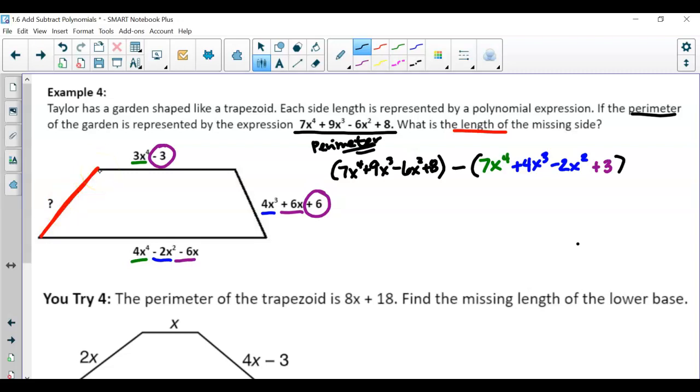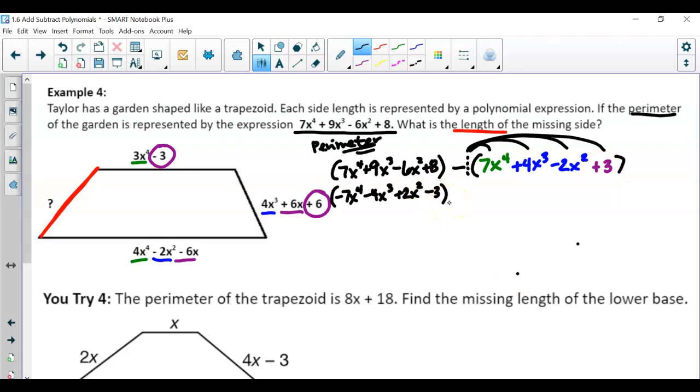So just like before, we need to now distribute the negative 1 here. And I'll go ahead and line up the like terms underneath. So here we'll line up horizontally or vertically. So now we're going to combine, so not positive, but now negative 7x to the fourth. Not positive 4x cubed, right, but negative 4x cubed. Positive 2x squared, and now negative 3.